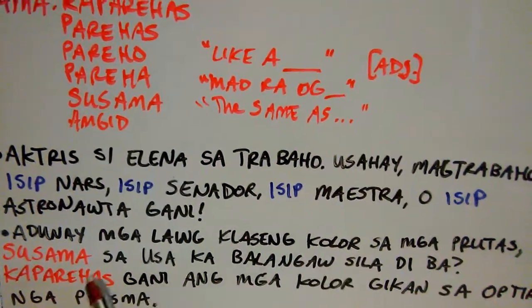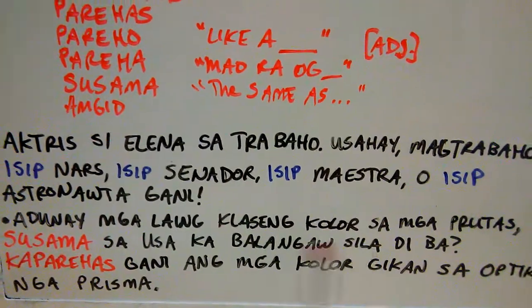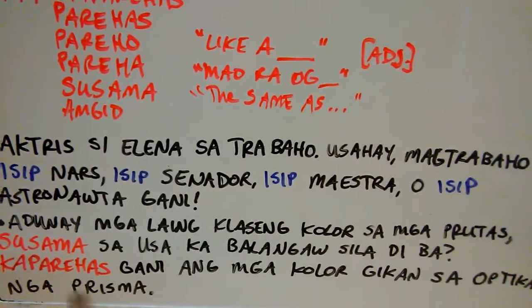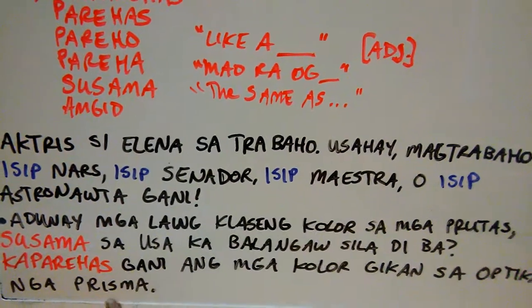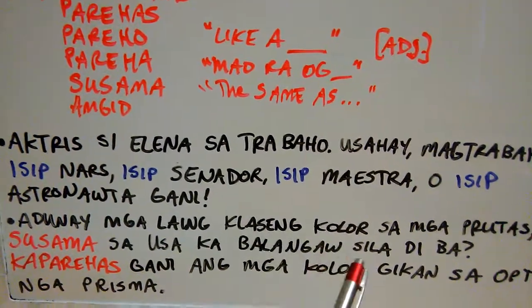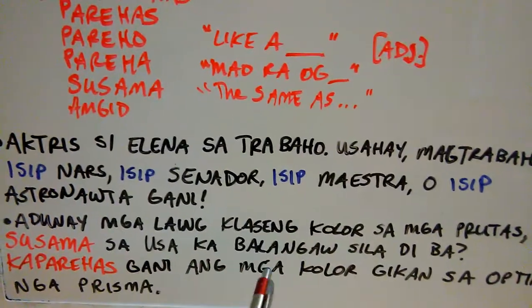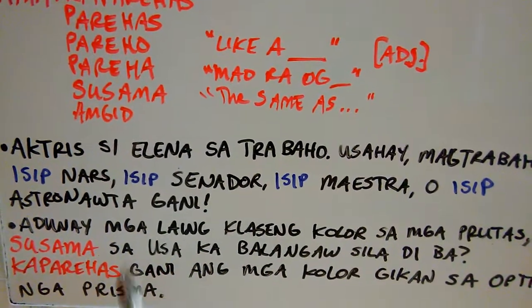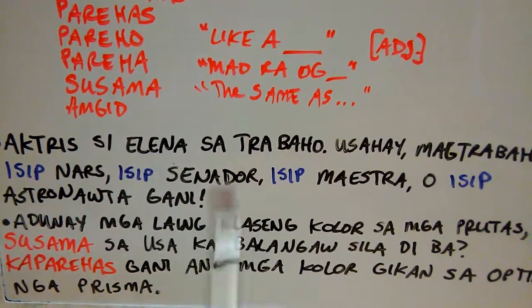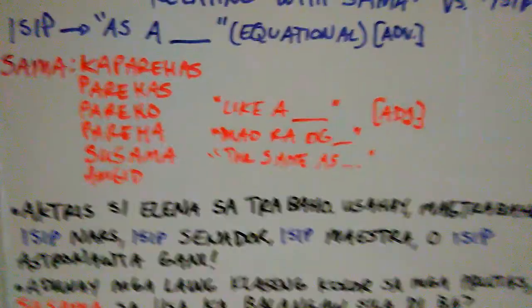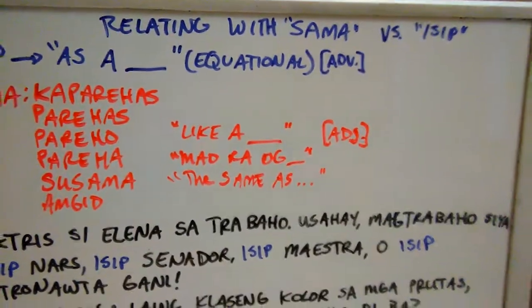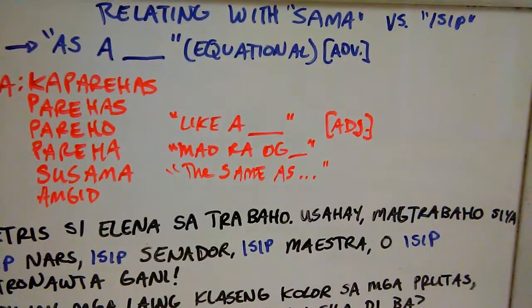Susama usa ka balangaw, it's like a rainbow, right? They're like a rainbow, right? Kaparehas gani ang mga kolor gikan sa optical nga prisma. Oh, it's the same with the colors that came from an optical prism, right? So this is more descriptional versus equational, all right? Again, really quick video with sama versus isip and their usage, okay?